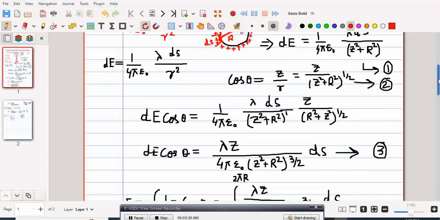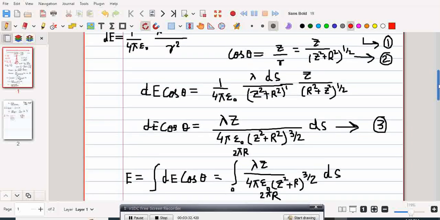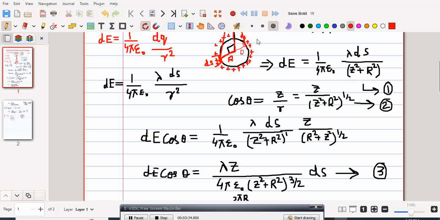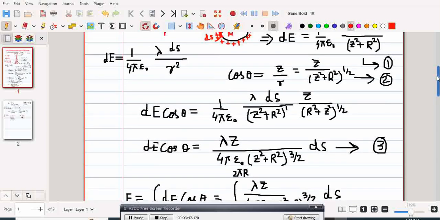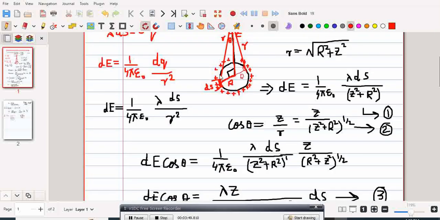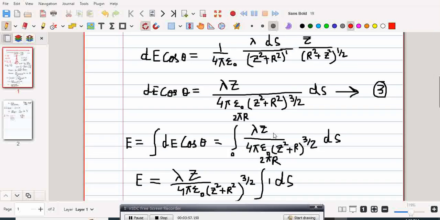If you want to find the electric field due to this whole ring of charges, you will add, and because this length element is very small, we cannot add them in discrete steps, but for the continuous distribution we will do the integration. So we will integrate it over the whole length. The whole length is the circumference of the circle, which is 2 pi R. So we will integrate from 0 to 2 pi R lambda z over 4 pi epsilon naught (z square plus R square) power 3 over 2 ds. Now we are integrating with respect to s.